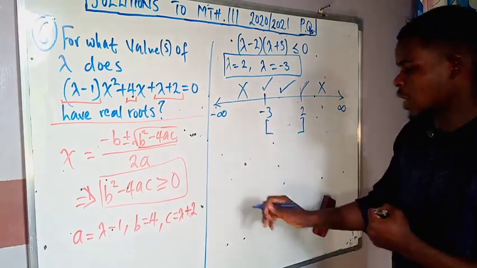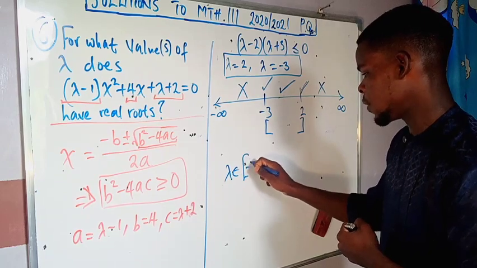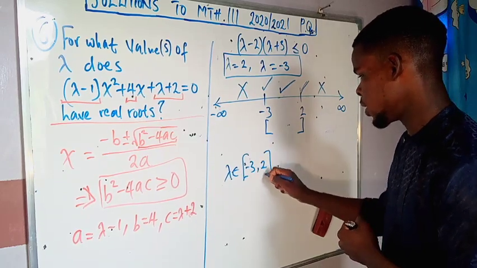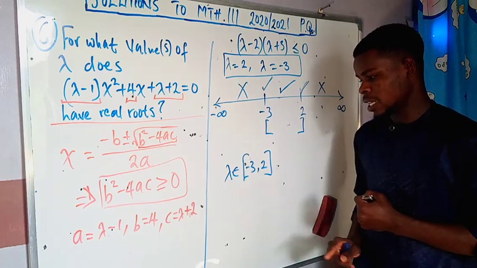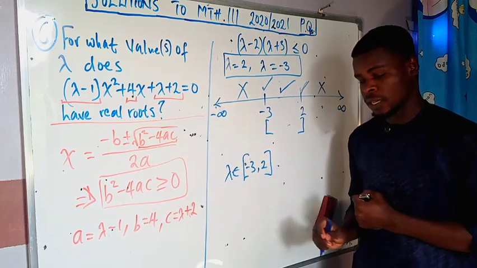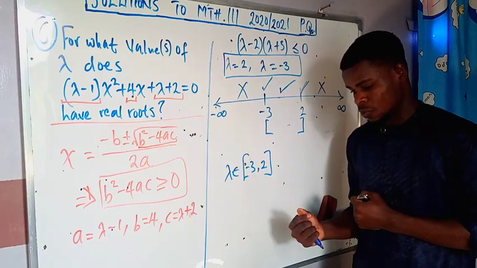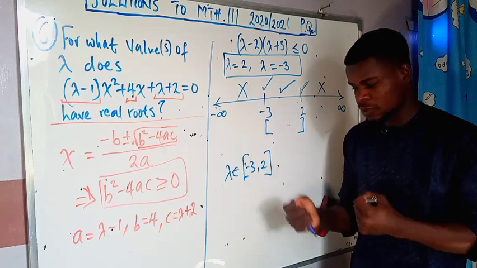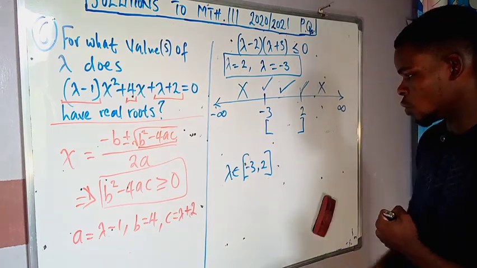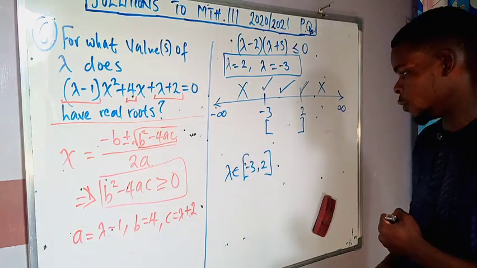So that means we're going to have that if lambda belongs to this interval from negative 3 to 2. And as you can see, I'm using square brackets, which means the end points are included. This means every real number from negative 3 to 2. So every real number, whole numbers, fractions, rational numbers, irrational numbers from negative 3 to 2. Lambda can be any of that. And when it is, this right here will have real roots.